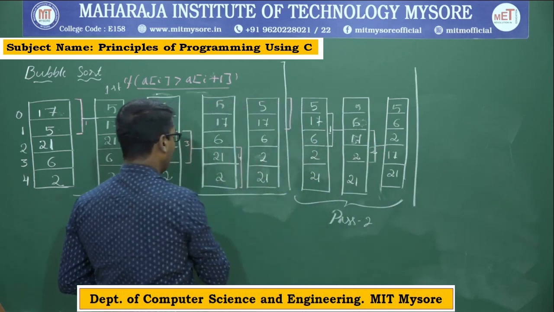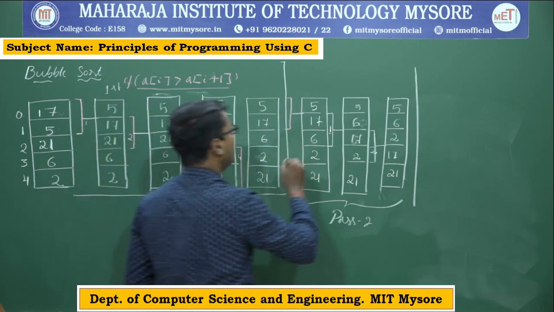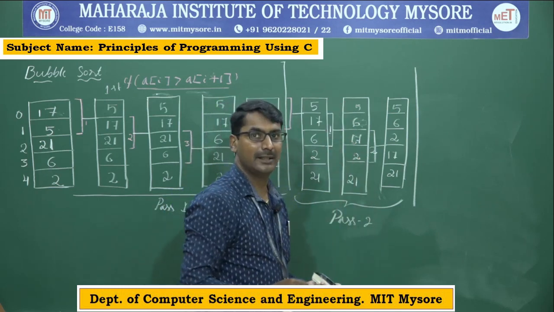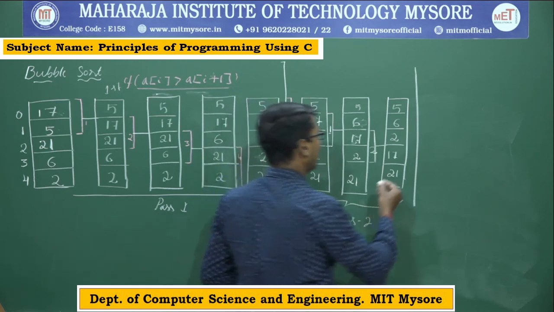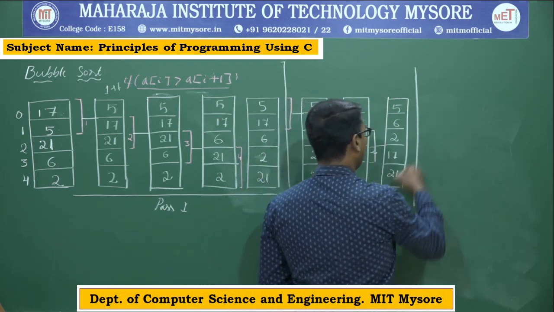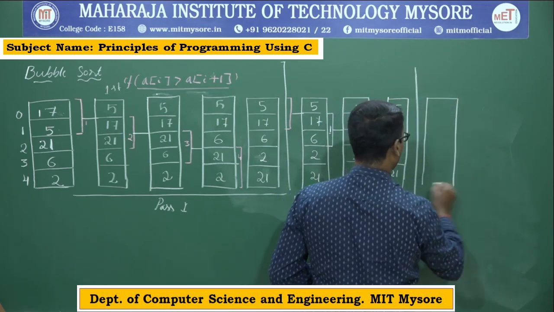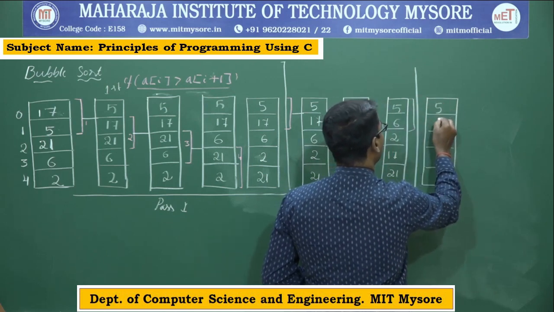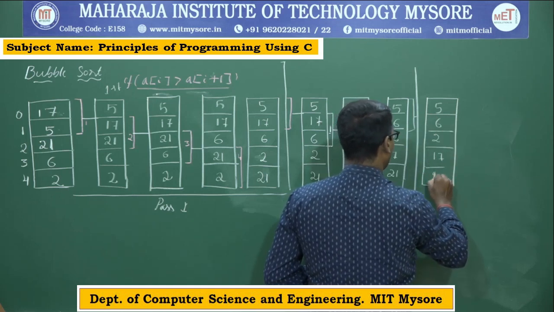In the previous pass, it performs 4 comparisons, but here only 3 comparisons: 1, 2, 3. So compared to the previous pass, the number of comparisons has decreased. Next, 21 is already sorted, so there is no need of comparing 17 and 21. In the next step, it will compare 5 and 6. So 5 is already in sorted order. So the values will be 5, 6, 2, 17 and 21.